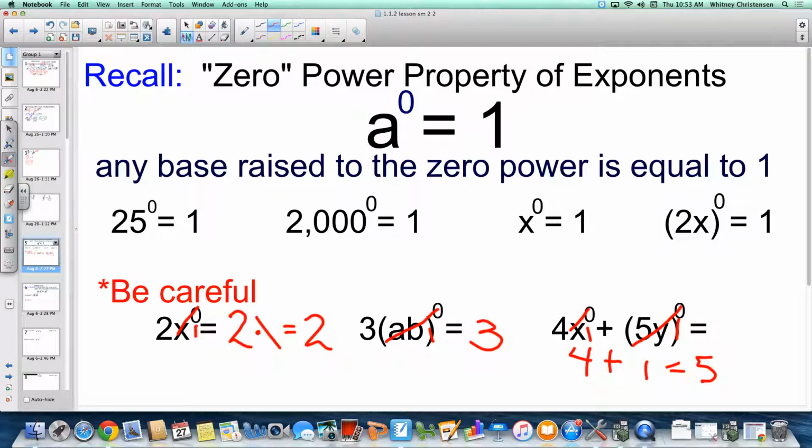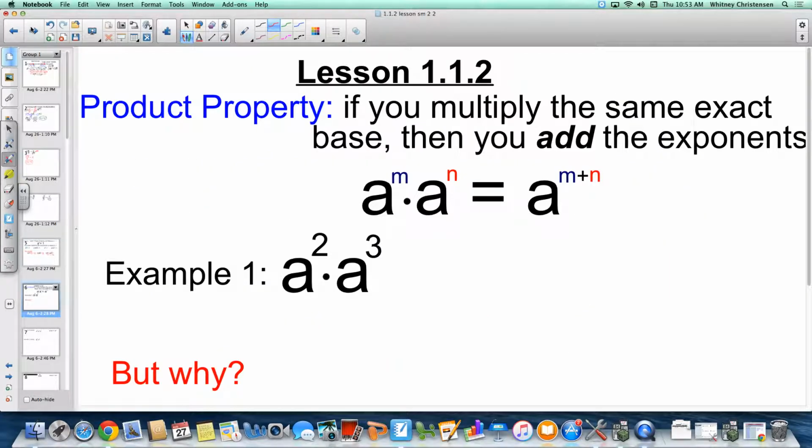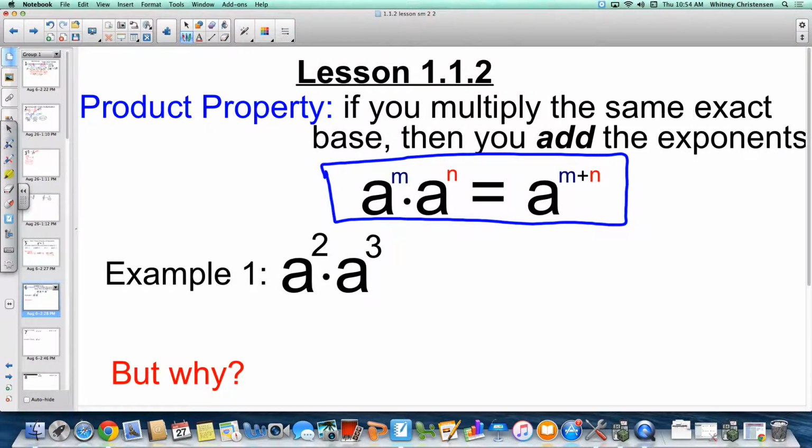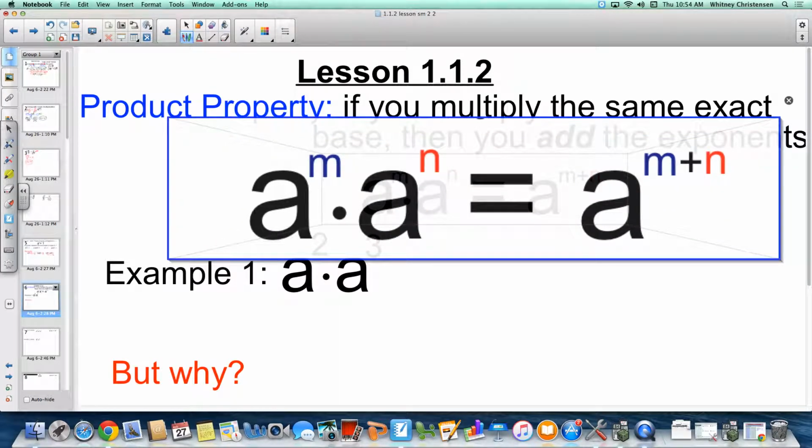Okay. We're learning a new property today. It's called the product property. This is where I would start taking notes for sure. The product property. This is what I would write down, this part right here. In fact, I'm going to highlight it and make it big for you. What the product property says is, if you multiply the exact same base, then you will add the exponents. That's what I want you to write down.